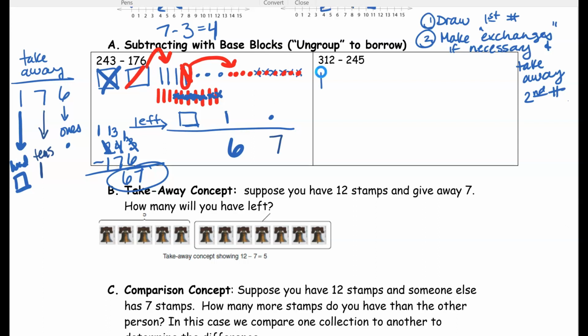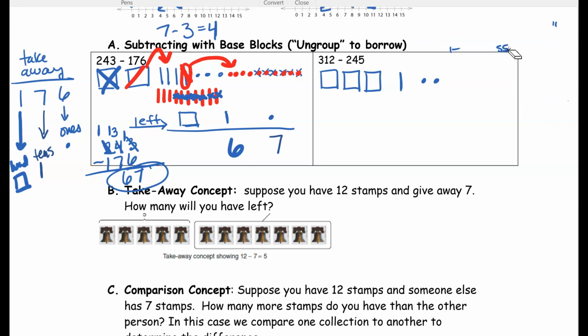So I'm going to draw 312, and then I'm going to try to take away 245. I'm just going to write that on the side here. We're going to take away 200, we're going to take away 4 tens or 4 longs, and we're going to take away 5 ones.